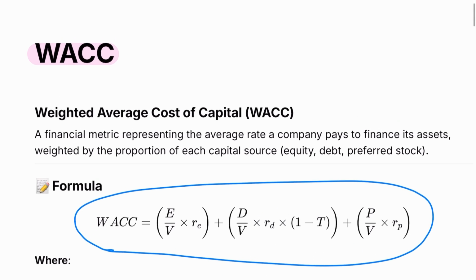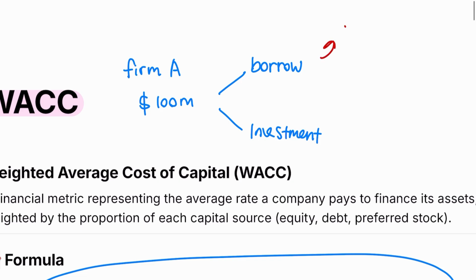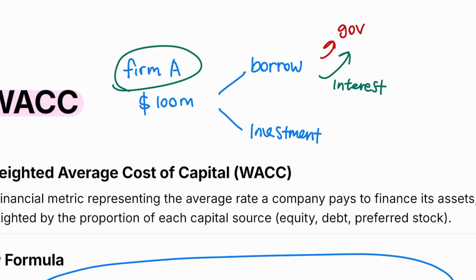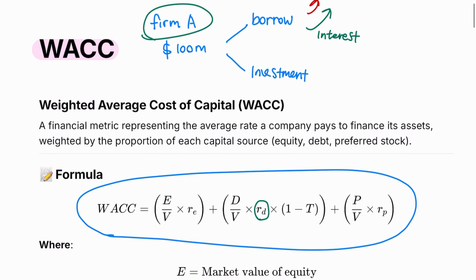So when we are considering to finance the assets of a company, for example, if firm A wants to finance its asset of 100 million US dollars, there are two ways. It can either borrow money from others or attract investment from others. If firm A wants to borrow money from the government, the government may require firm A to pay interest. So there is a borrowing cost for firm A when it borrows money from others. This cost of borrowing is actually called cost of debt.